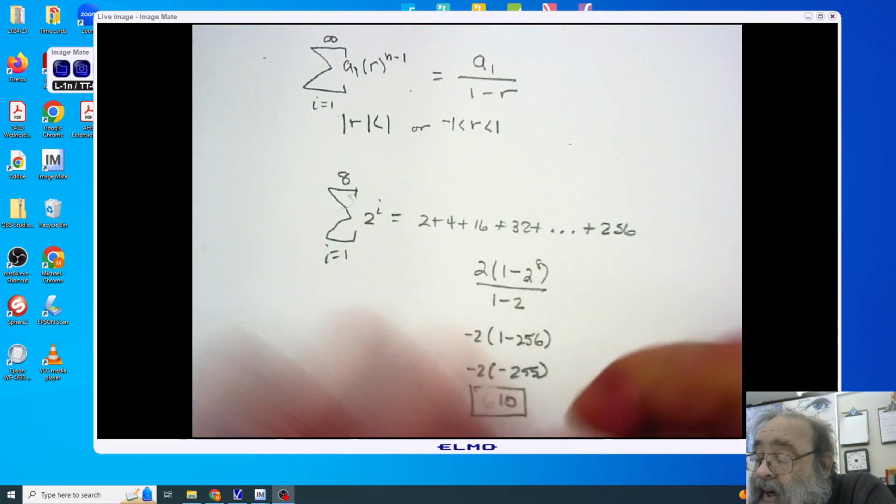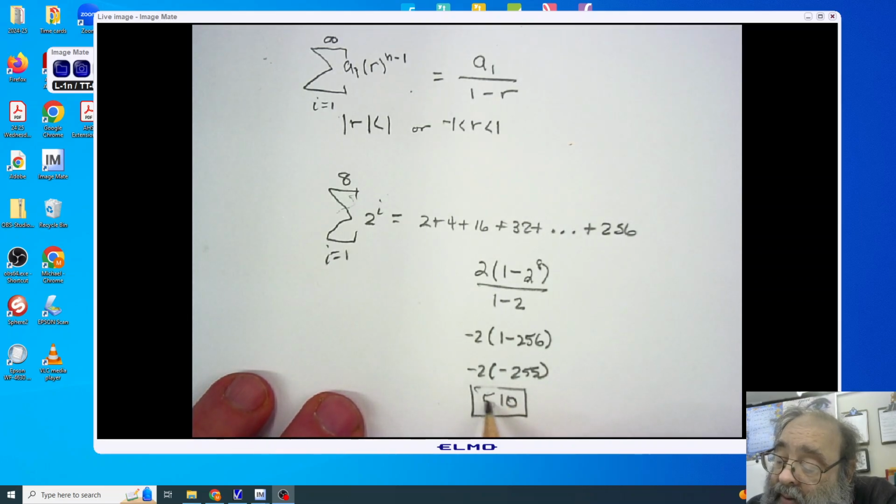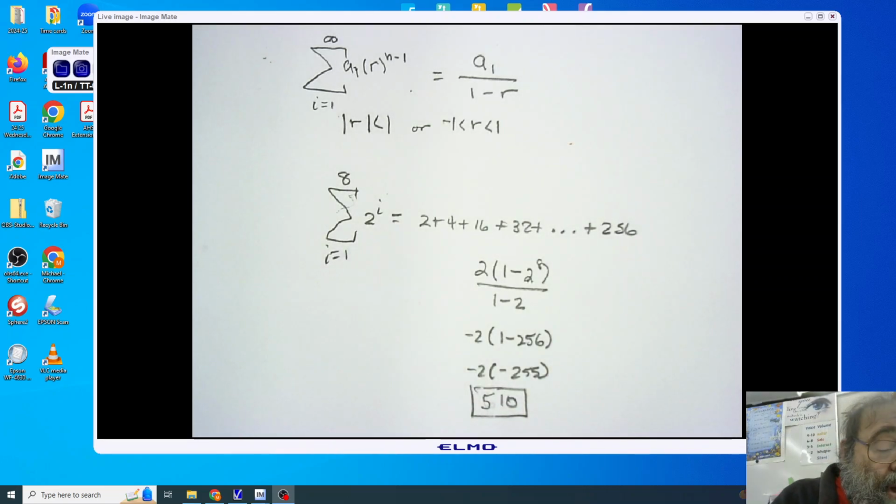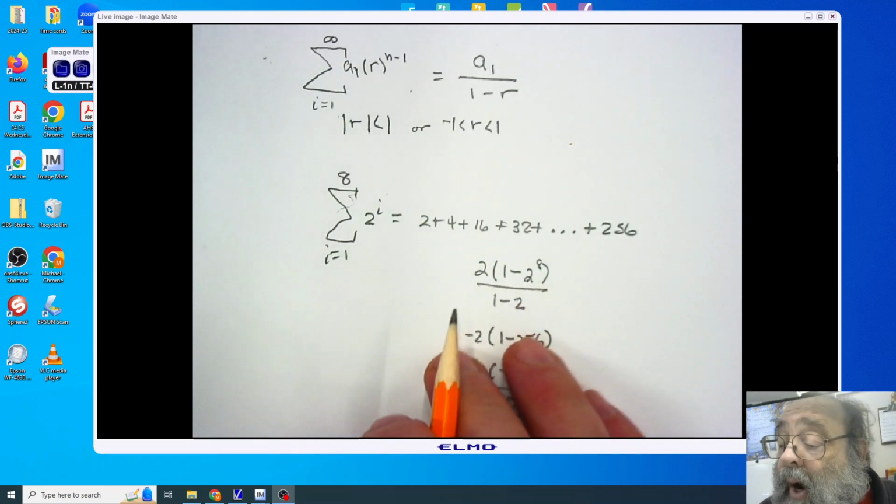510. Looks like I added an extra 100 on that. Oh, how silly. All right, let's go ahead and take a look at another partial sum.